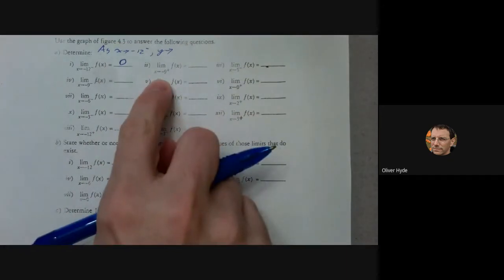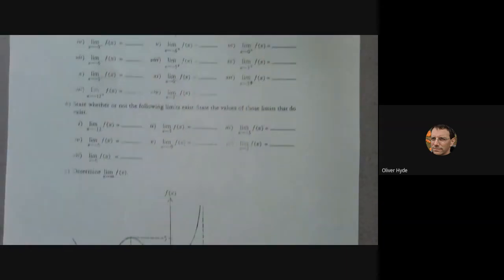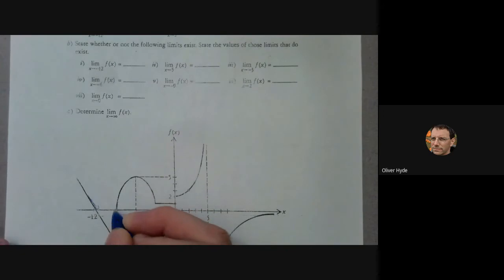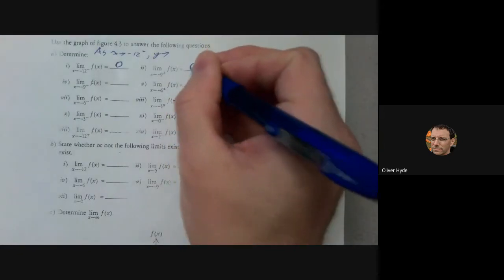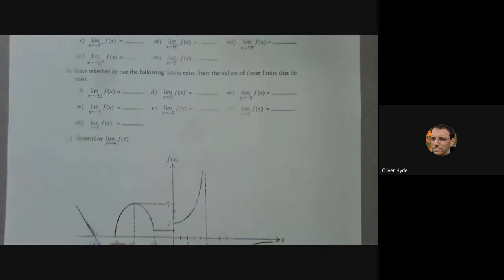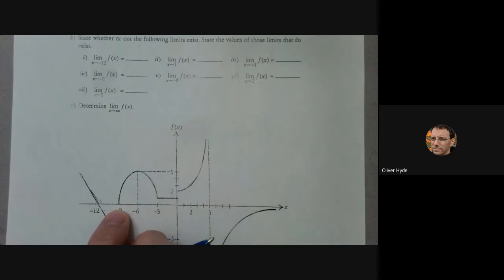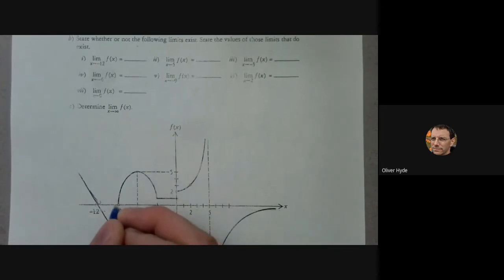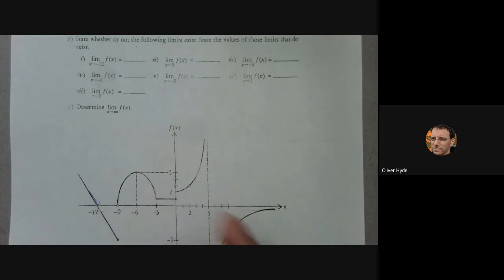What happens as x approaches -9 from values that are larger than -9? Looks like my outputs approach 0 again. So here's a case where f of -9 doesn't equal 0, but I don't care whether it's a solid dot or a closed dot because it's just a behavior. I'm getting close to 0.